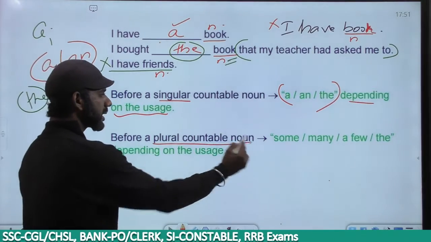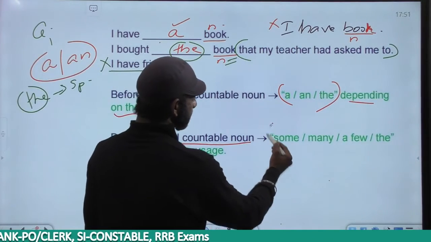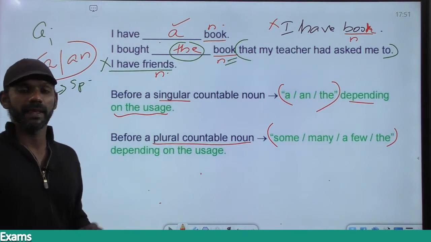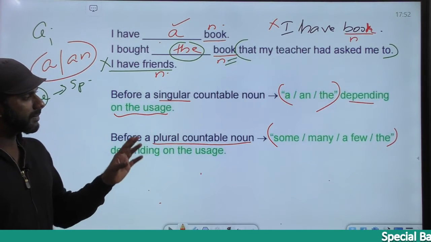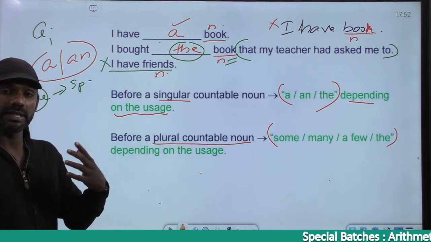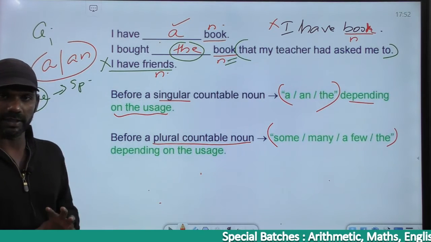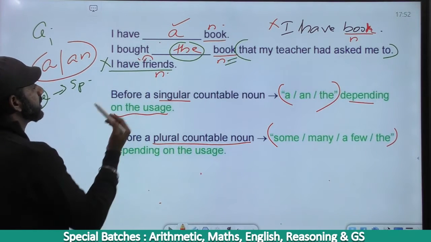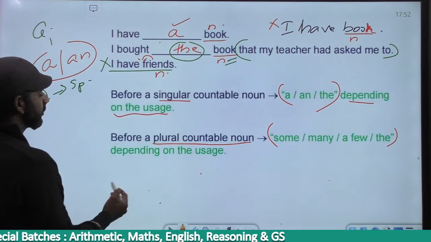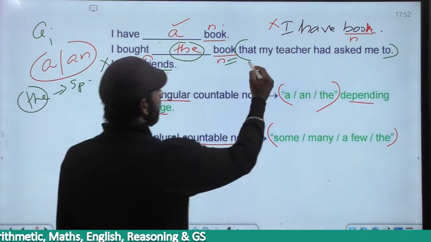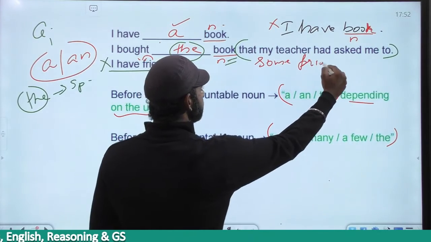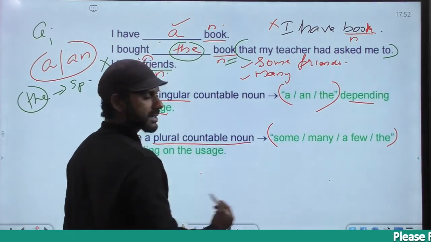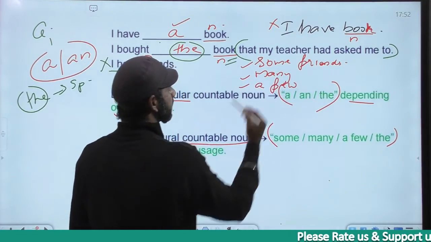Before a plural countable noun, there will be some, many, a few or the depending on the usage. The can be used with plural countable nouns as well. Friends is a plural countable noun. So before friends, any of these must be there. So if I say "I have some friends," grammatically correct. "I have many friends," grammatically correct. "I have a few friends," grammatically correct.